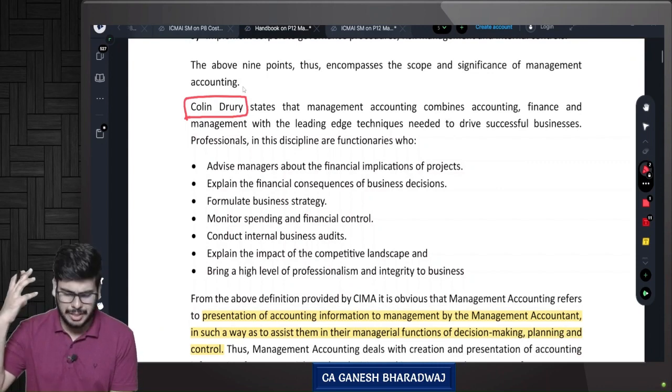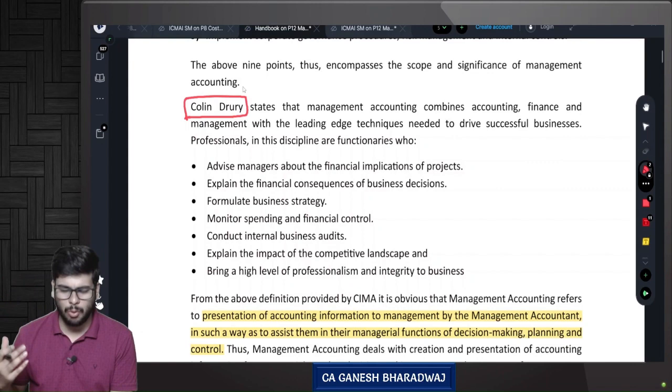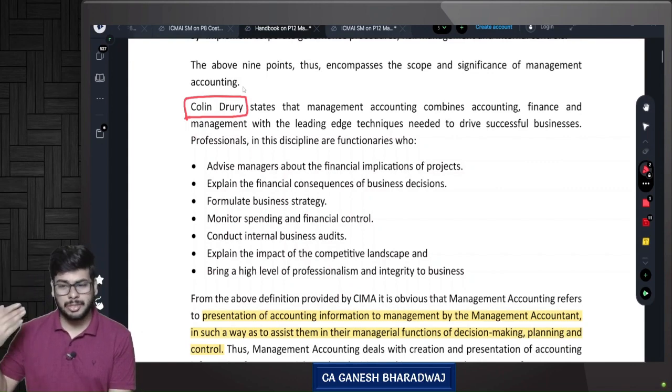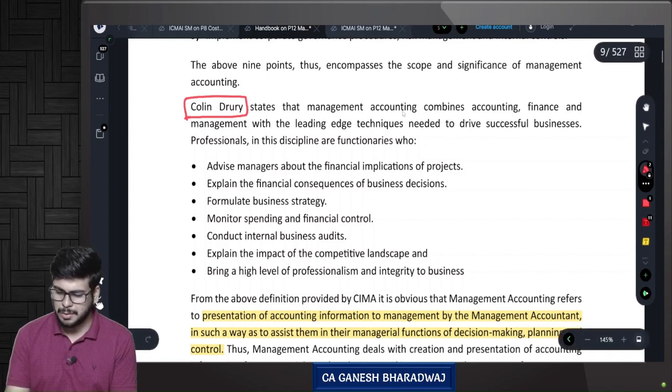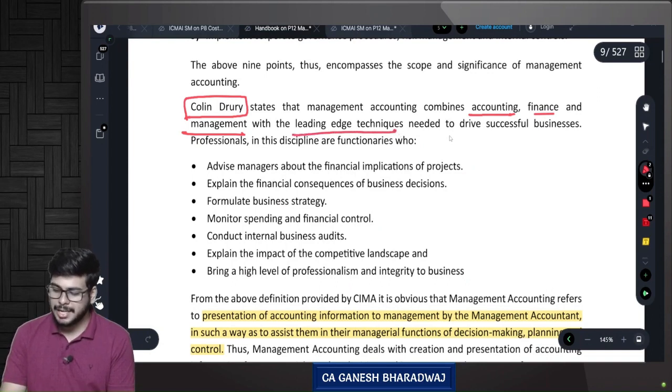He is supposed to be a very elderly person, a very old person now. So he has come up with his own books on cost and management accounting. He states that management accounting combines accounting, finance, and management with leading edge techniques needed to drive successful businesses.